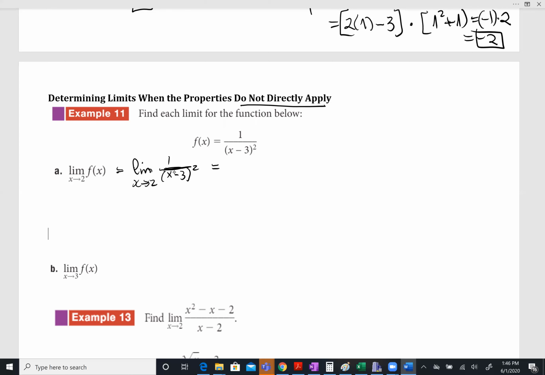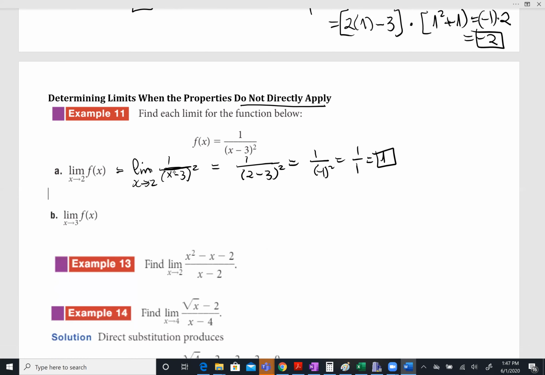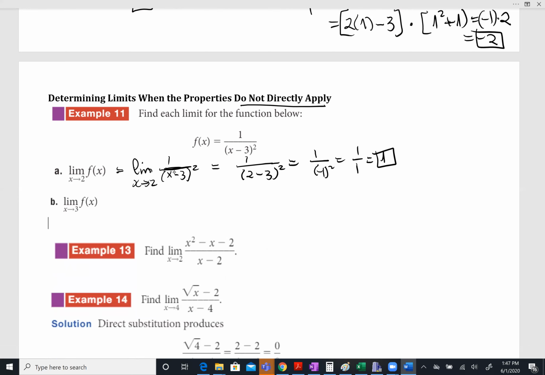First I have 1 over (2 minus 3) squared. Then I have 1 over (-1) squared, and that's equal to 1 over 1, equal to 1, with no problem at all. So this is clearly easy to get the limit because there's no issue with the bottom.